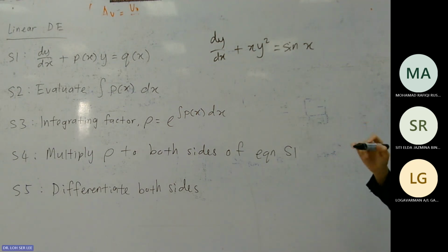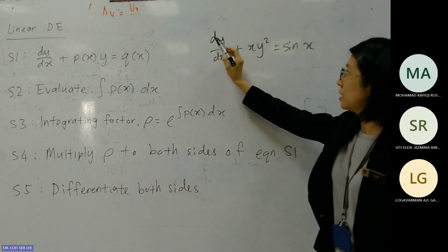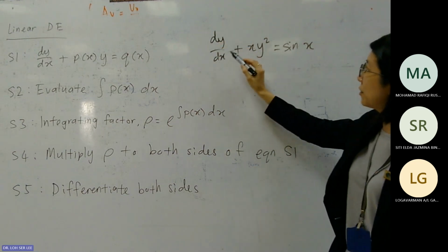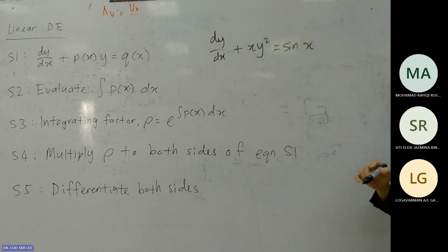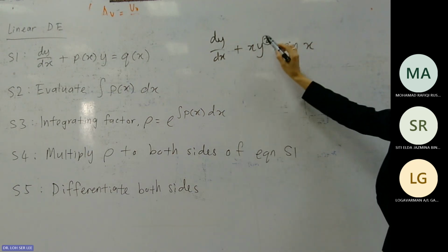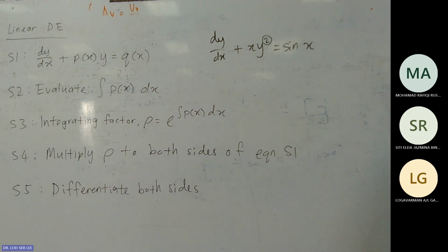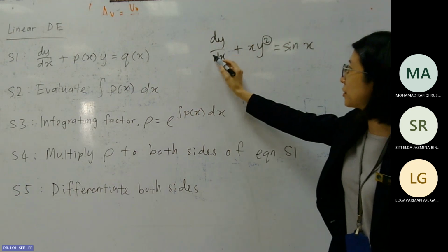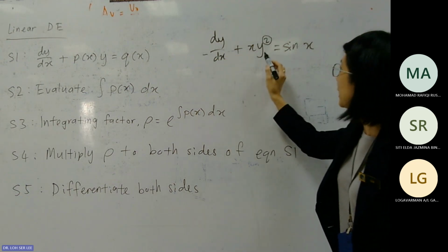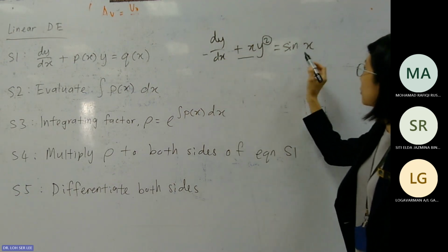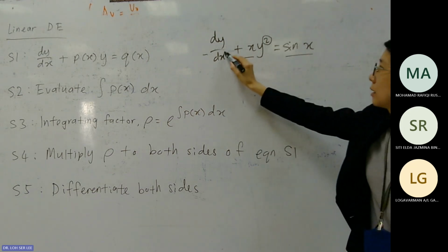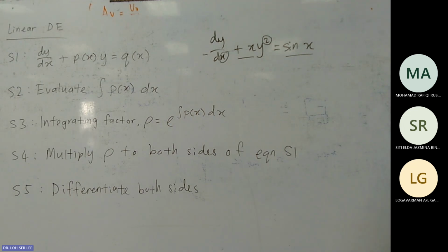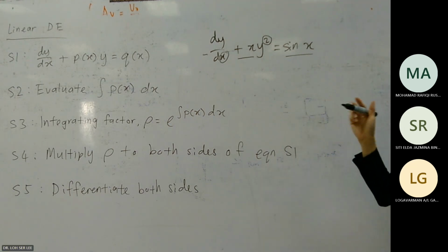Okay, the first criteria, the derivative and also the dependent variable should be degree of 1. This one is degree of 2, so this is non-linear. And the second criteria is the coefficient function of this y, the dependent variable, and also the right-hand side function, should be all in the independent variable. Okay, so two criteria.